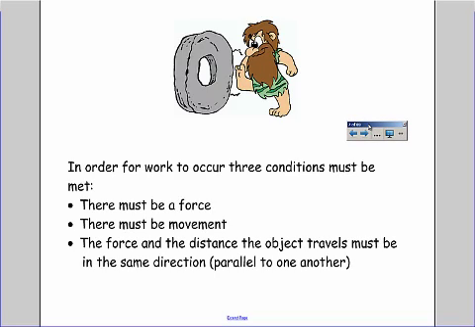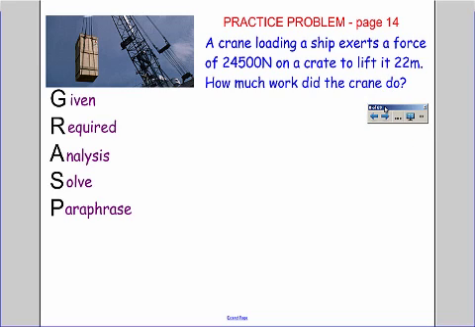Now, for work to occur, three things must be met. There must be a force, so something's got to be pushing or pulling. There must be movement. No work has been technically done unless something moves. And the force and the distance must be in the same direction. When we do any practice problems, it's really important that you show all of your work. Depending on who your teacher is will depend on how it's marked. Usually, there are things that you need to show me. You need to show me what information you took out of the practice problem. You need to show me the formula. You need to show me your work and an answer in significant digits and with correct units.